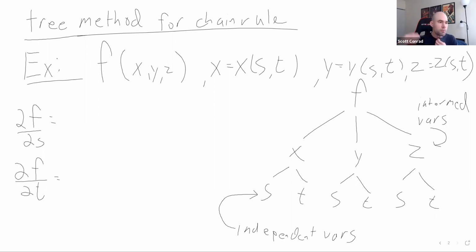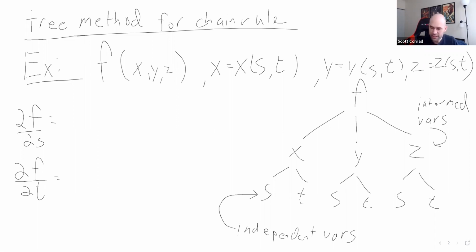Okay, so for the partial of f with respect to s, what we're going to do is start at the top of our tree and look at all the ways we can go from the top down to s at the bottom. So from f down to s. So we can go from f to x to s, f to y to s, and f to z to s.